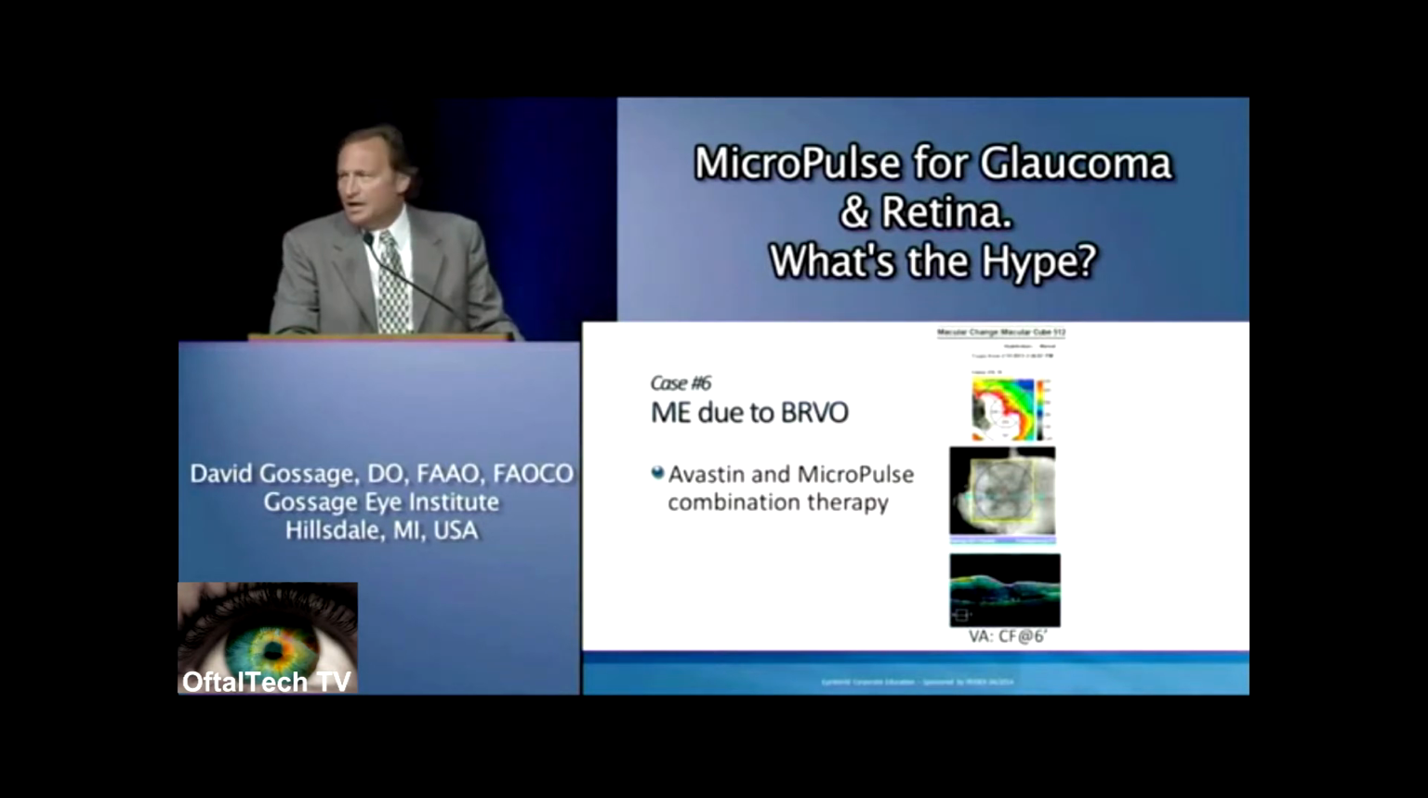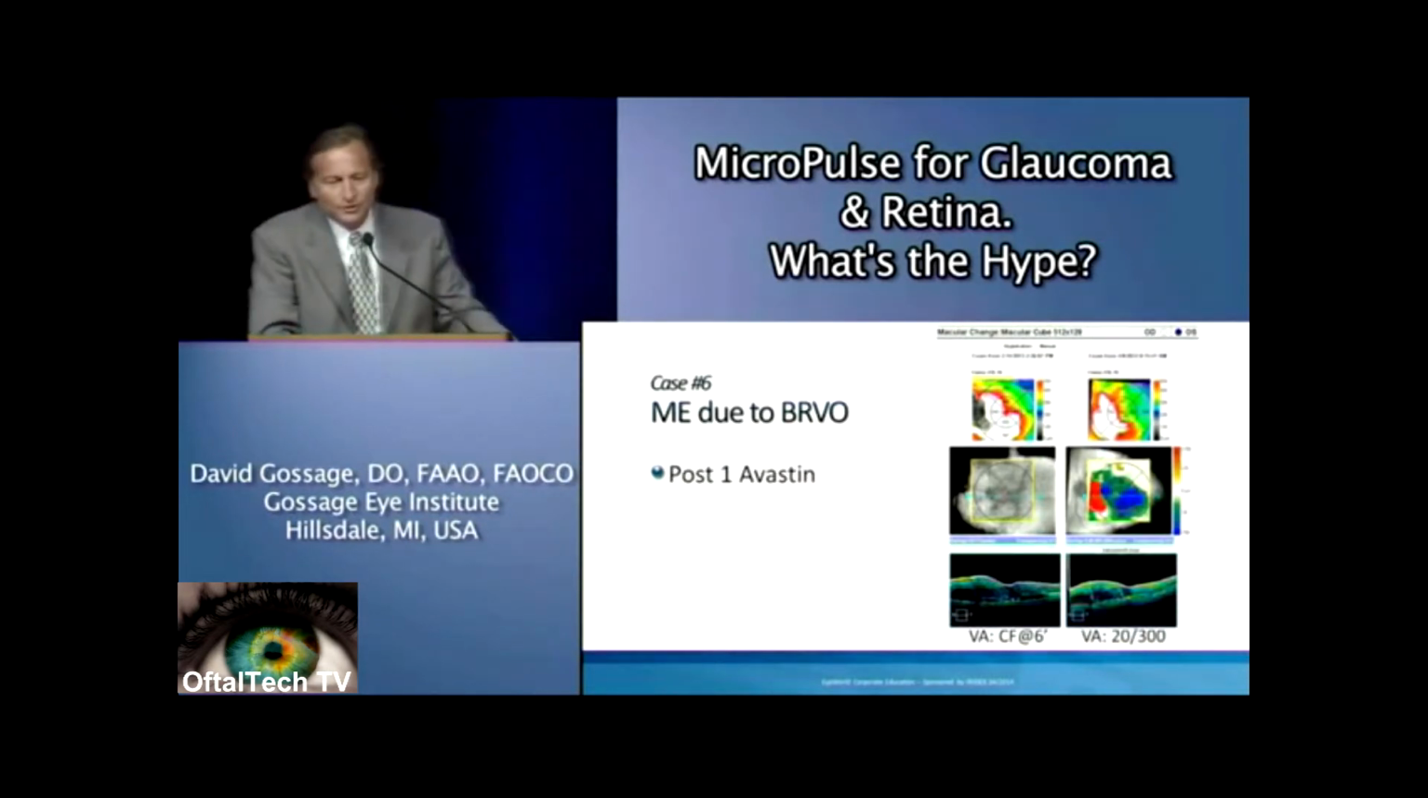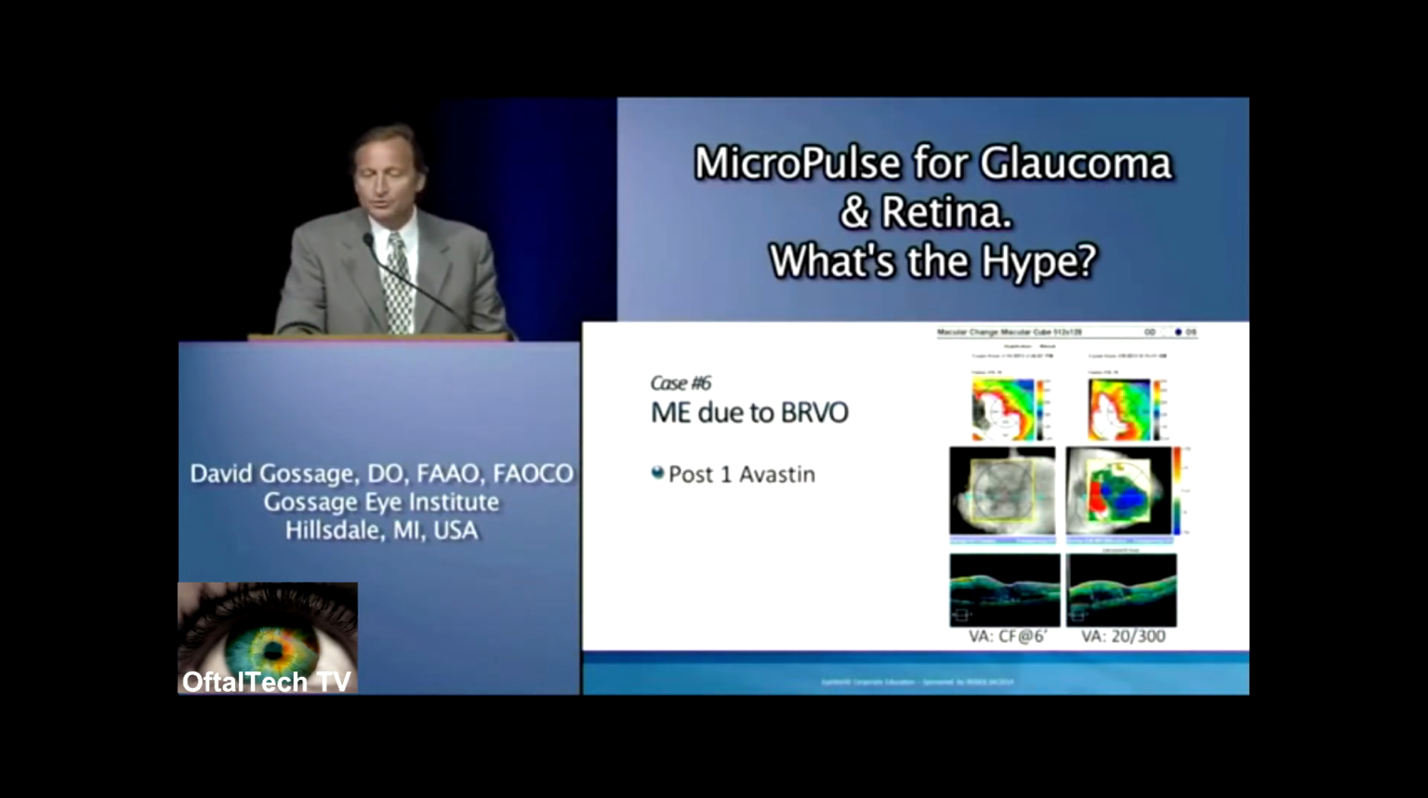Here's one with a combination of using Avastin along with MicroPulse and combination therapy. This is a patient with a branch vein occlusion, markedly edematous, and visual acuity of count fingers at 6 feet. Patient had an Avastin injection. We can see improvement of the edema. Visual acuity actually improved from count fingers at 6 feet to 20/300. However, we still see a marked area of edema that's still present.